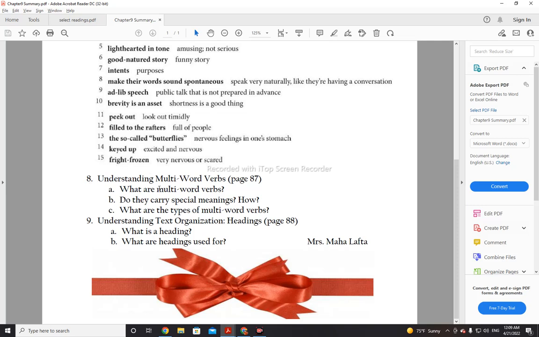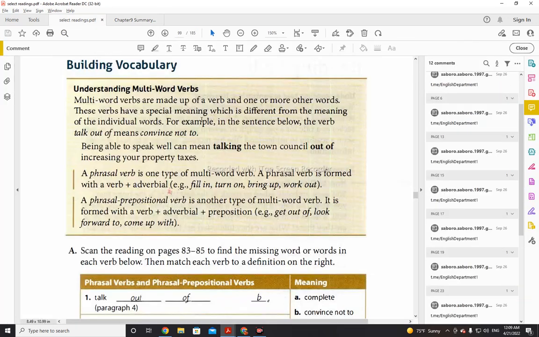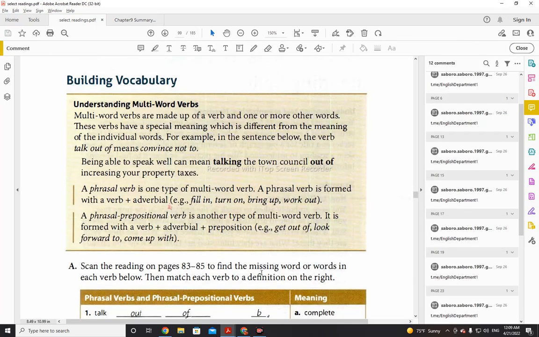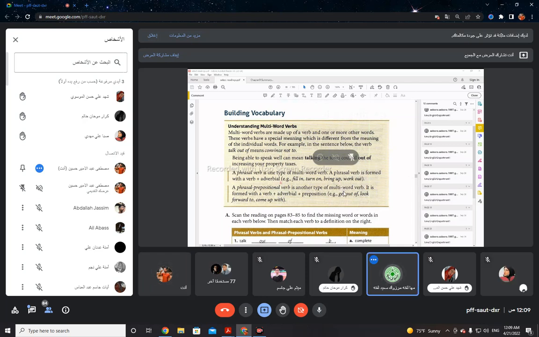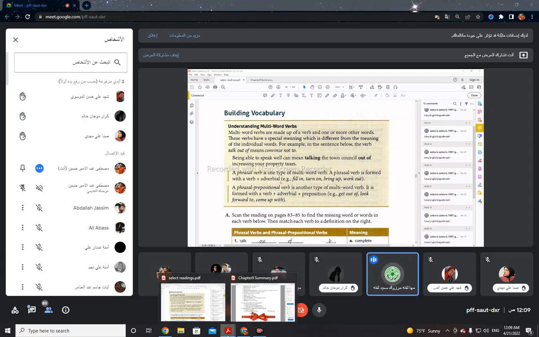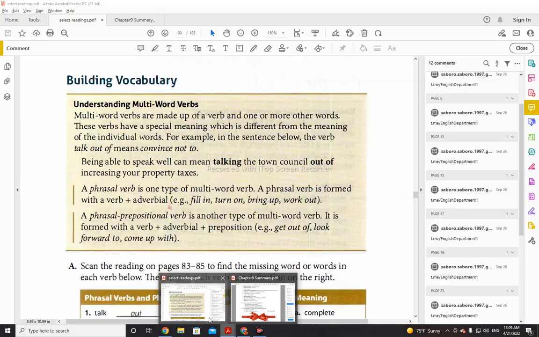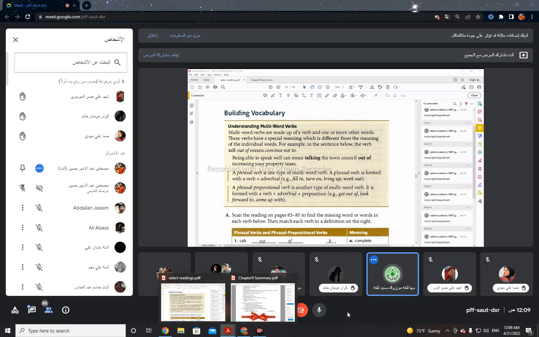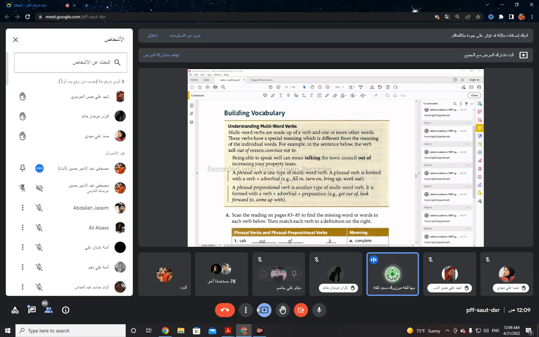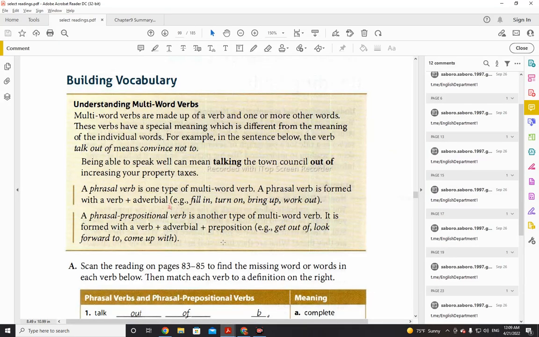Number 8, understanding multi-word verbs. What are multi-word verbs? Does anyone like to answer this? Yes, Professor? Sorry, Mustafa. I think previously we talked about phrasal verbs, right? Yes, in previous chapters. So there's a difference between phrasal verbs and multi-word verbs, and يعني there are similarities and differences at the same time. So go ahead, Mustafa. Explain for us what multi-word verbs are.